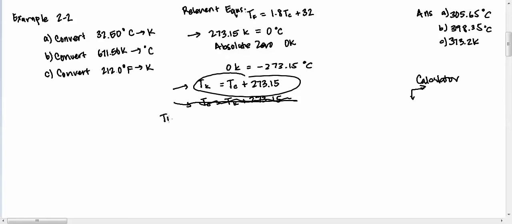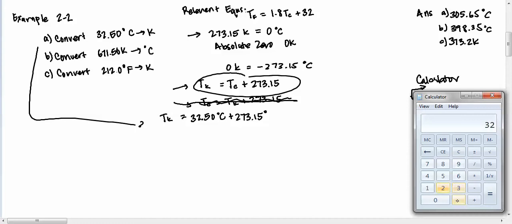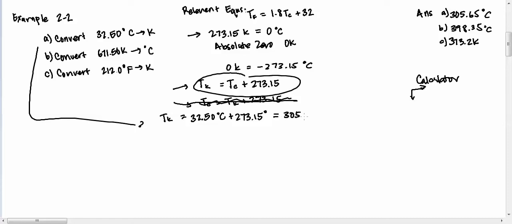If we want the temperature in Kelvin, like the problem is asking for, then what we've got to do is take 32.50 Celsius and add to that 273.15 degrees. Let's pull out the calculator. We got 32.50 plus 273.15, and that equals 305.65. So my answer is 305.65, and I need to put the units K.